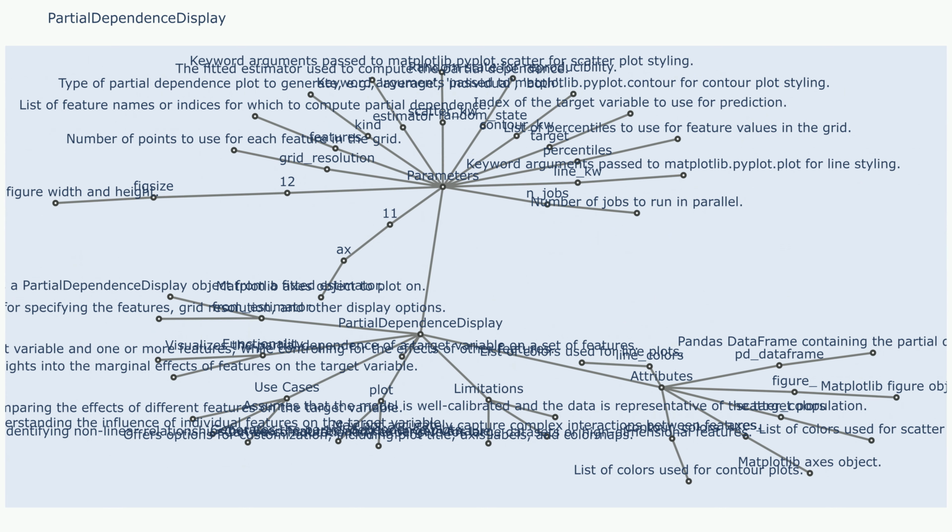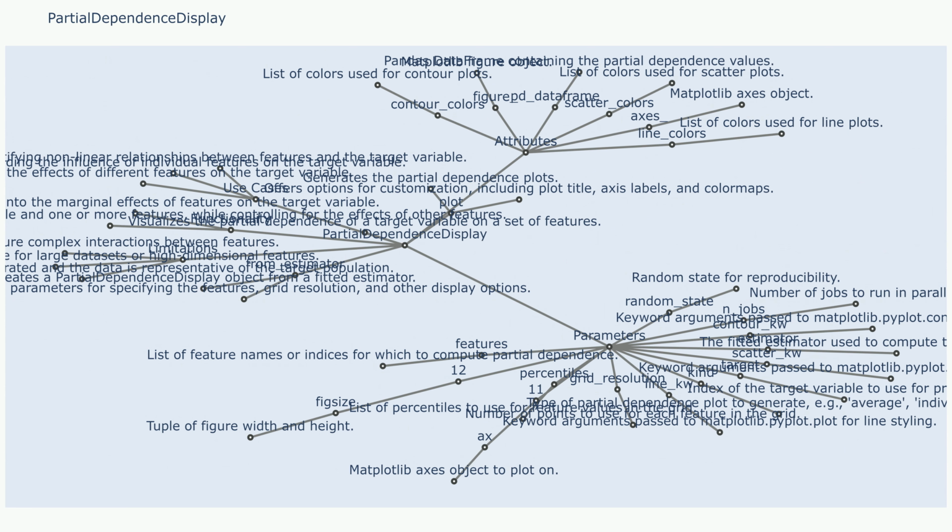How it works. 1. Feature selection: you specify the features you want to analyze. 2. Grid creation: the feature values are divided into a grid of points, covering the feature's range. 3. Prediction calculation: for each grid point, the model's predictions are calculated while holding the selected feature at the grid point's value and averaging over the values of other features. 4. Plot generation: the predicted values are plotted against the corresponding grid points, creating the PDP or ICE plots.